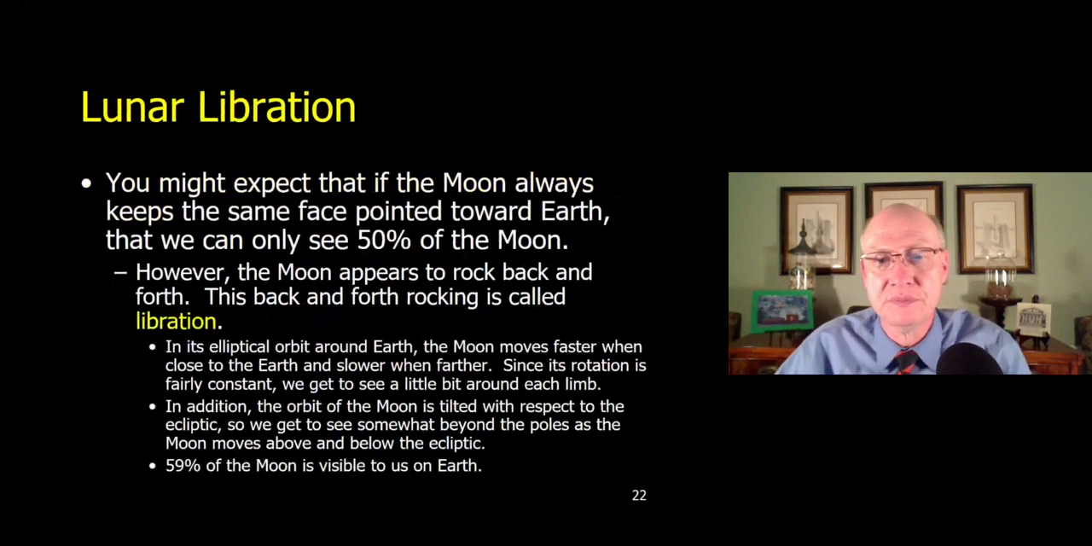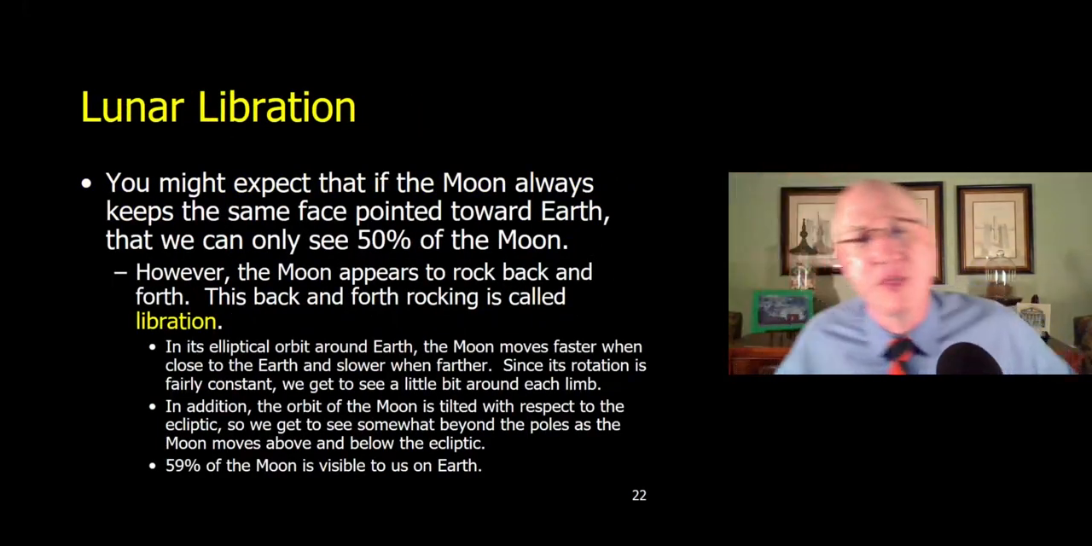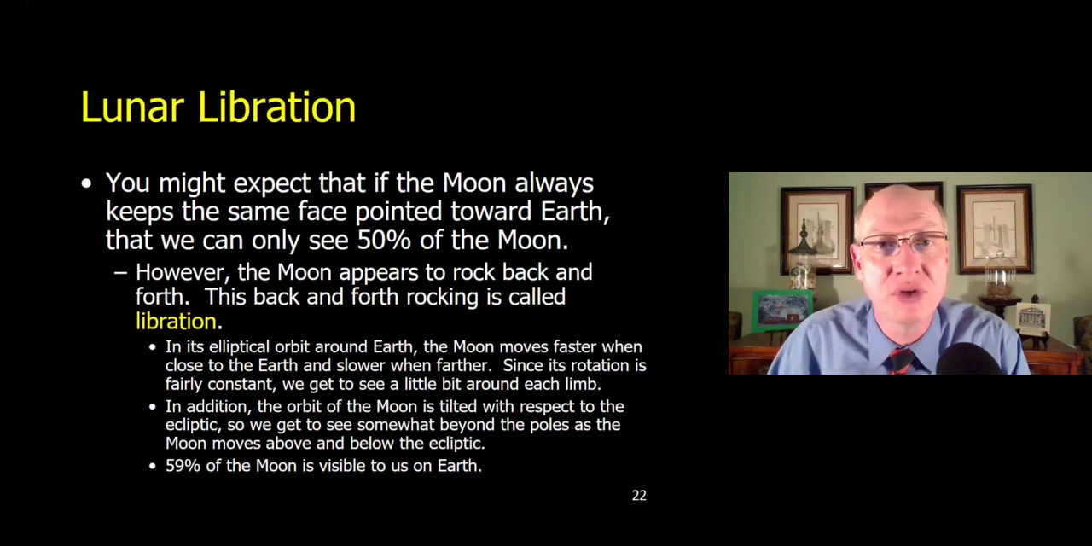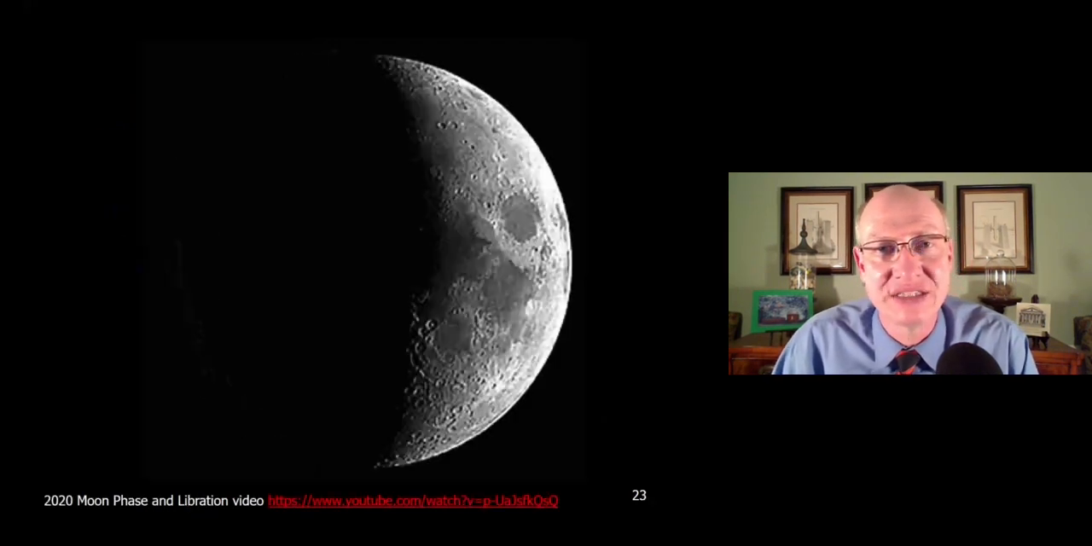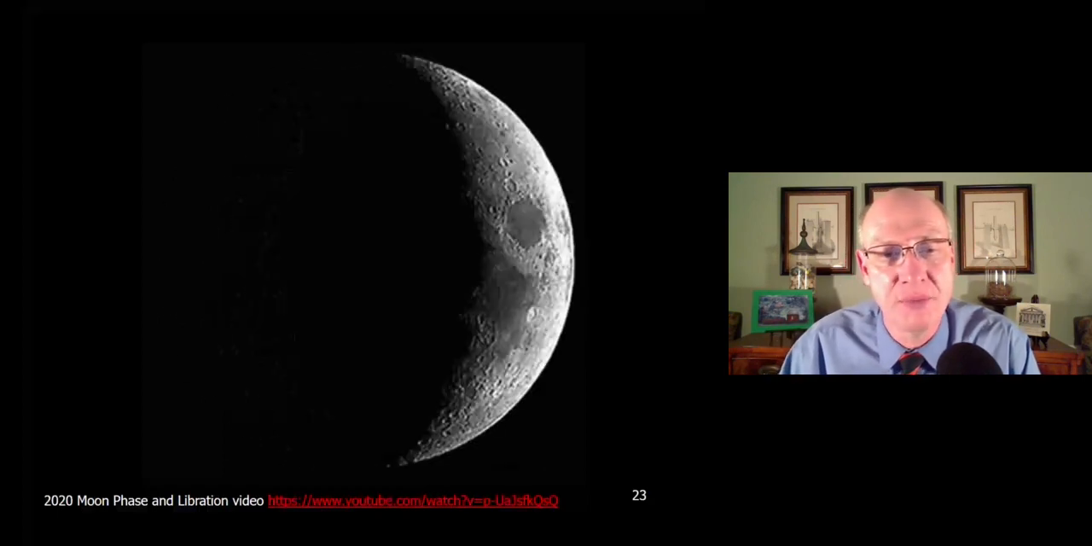All right. So you might expect that if the Earth and the moon always keep the same face pointed towards one another, we wouldn't get to see any more than 50% of the moon. However, if you make a movie of the moon going through its phases during the course of a month, you will see that the moon is rocking back and forth a little bit and nodding up and down a little bit. And those are just caused by some effects of the moon's orbit.